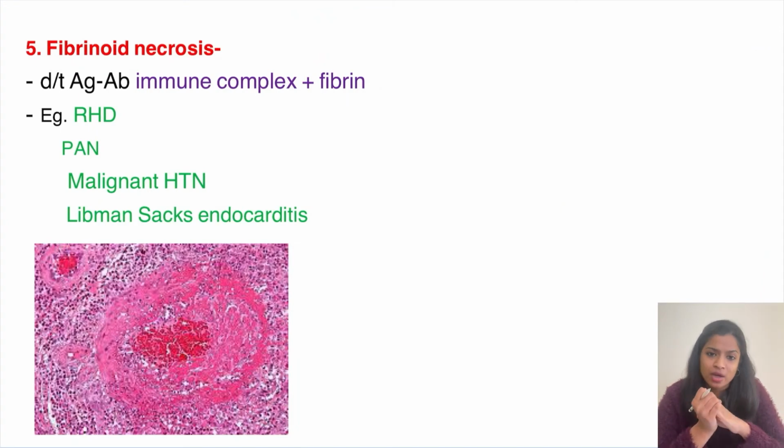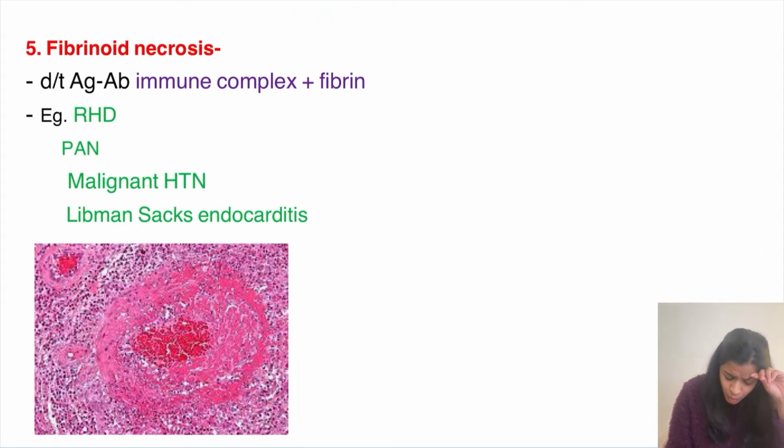So coming to the next type of necrosis, which is the fibrinoid necrosis. What is fibrinoid?